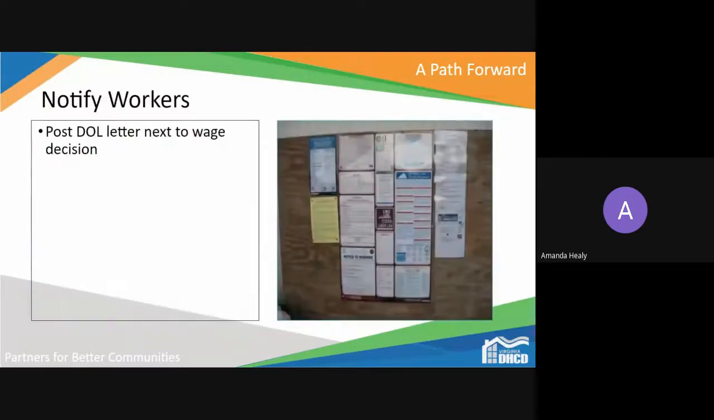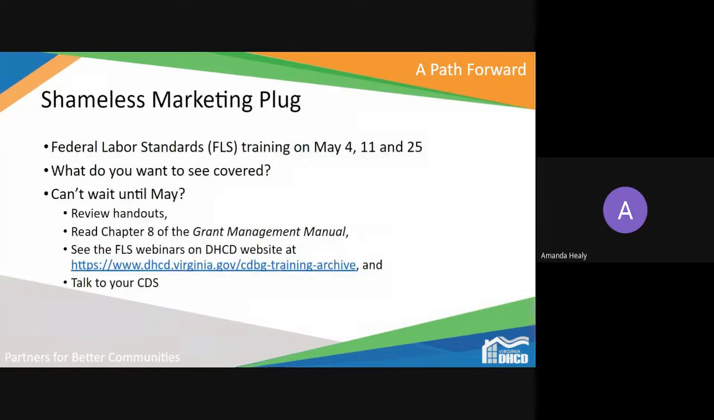Next. And the last thing that has to happen is you need to make sure that the workers are notified about the change to the wage decision. And in this case, wherever all the posters have been posted, including the wage decision, next to the wage decision, you would post DOL's letter saying what has or has not been approved. Next, please. Okay, so could you go back, Sherry?